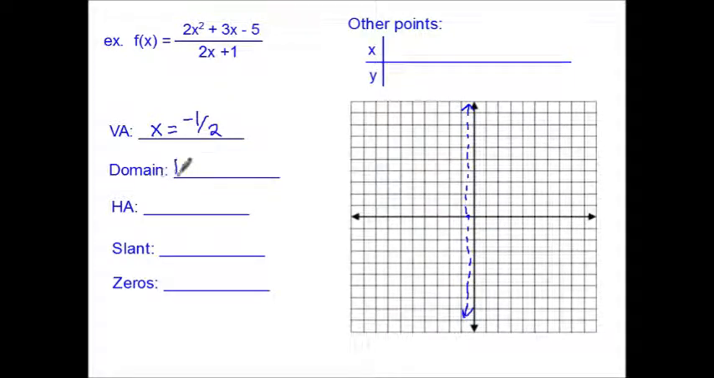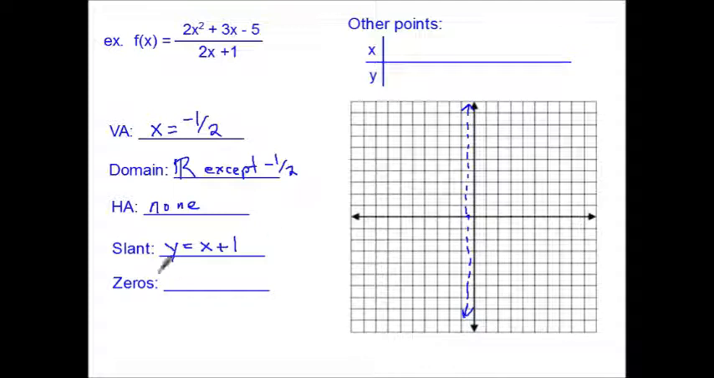Domain, of course, works out to be all reals except whatever that vertical asymptote was for us, so in this case, negative 1/2. Horizontal asymptotes. If you remember the rules from the previous lesson, anytime the degree on top is higher, you're not going to have one. So we have no horizontal asymptote. And the slant asymptote, we just figured that out from the previous slide. That was y equals x plus 1. Again, technically with that negative 6 stuff over here, but we're going to ignore it.